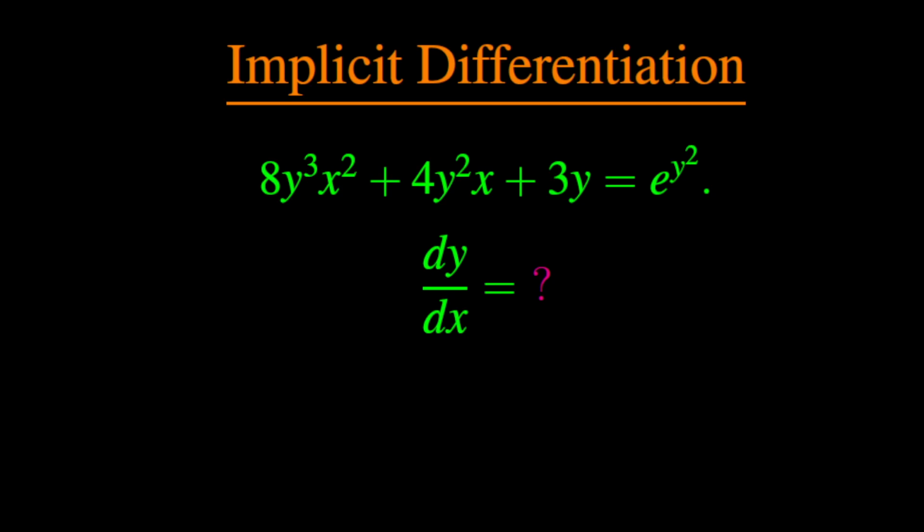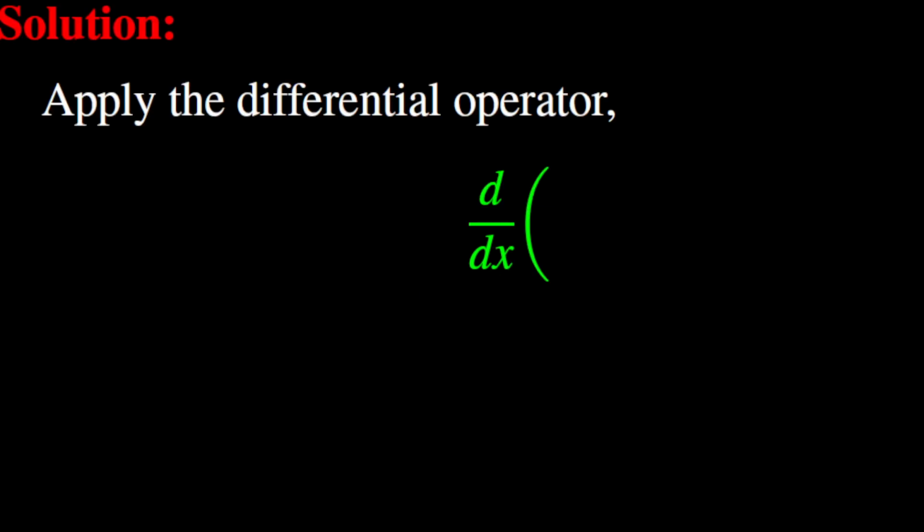In this problem we are asked to find the derivative dy over dx given that the curve y equal to f of x satisfies the equation 8y cubed x squared plus 4y squared x plus 3y equals exponential of y squared. This implicit equation represents the graph of the function.